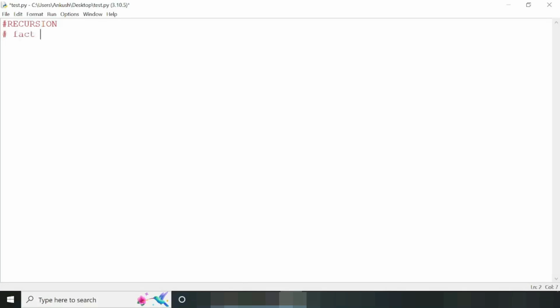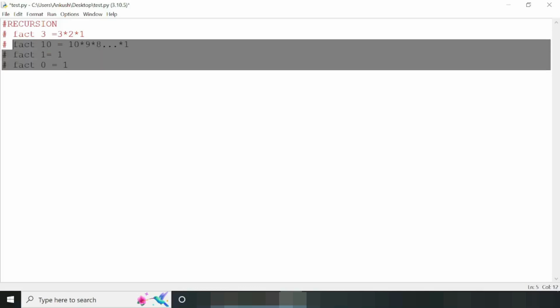Factorial of 3 means 3 multiplied by 2 multiplied by 1. Similarly, factorial of 10 means 10 multiplied by 9 multiplied by 8 and so on, up to 1. And two more things that you need to keep in mind: factorial of 1 is 1, and factorial of 0 is also 1. So this is all about factorial.